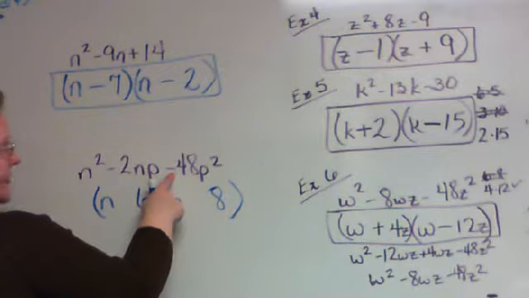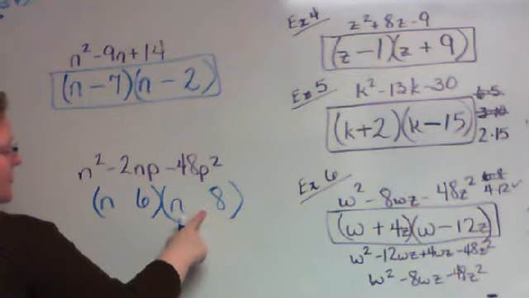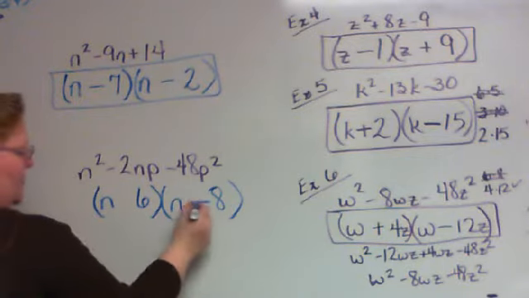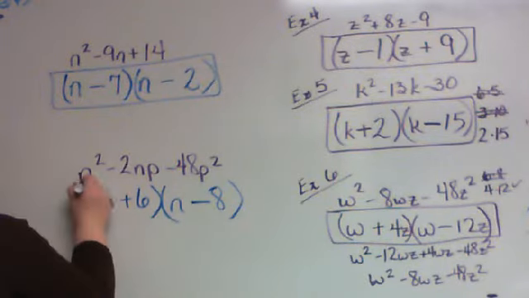The sign in the back is a minus, so they're going to be different. The sign in the front goes with the largest number. So it's minus 8, which means it's going to be plus 6.